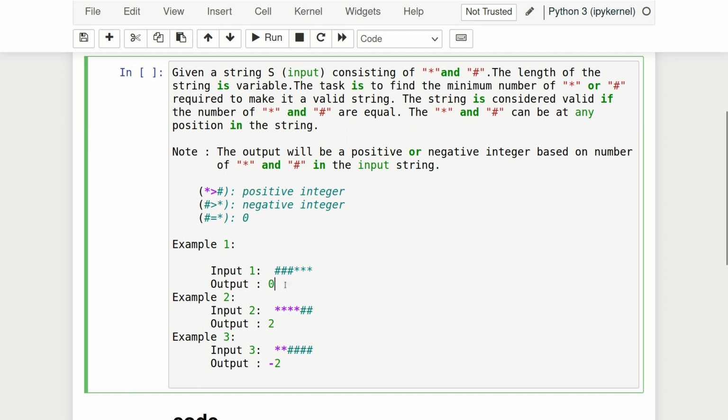In the first case, number of star minus hash will be 0. Here number of star minus hash will be 2. Here number of star minus hash will be minus 2, because 2 minus 4 is minus 2. So if we print star minus hash, we will always get the solution.